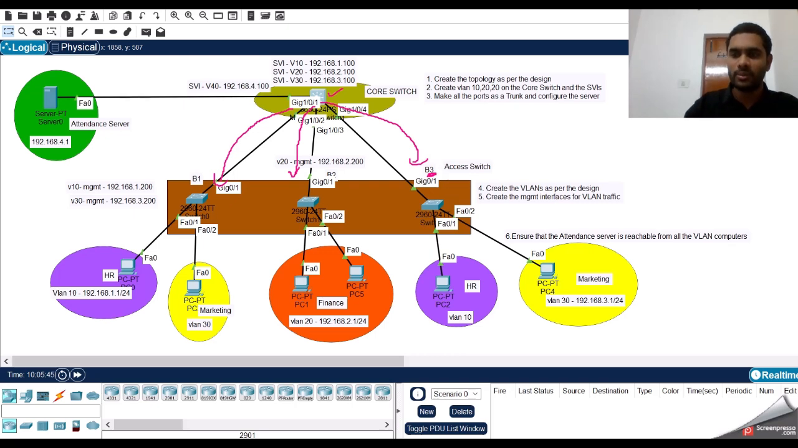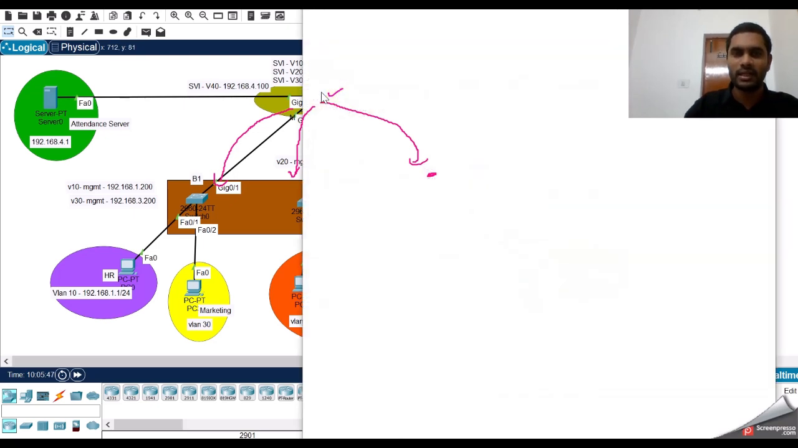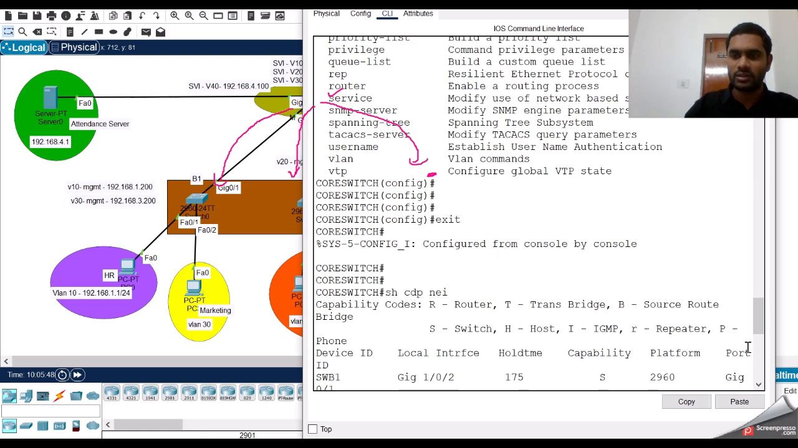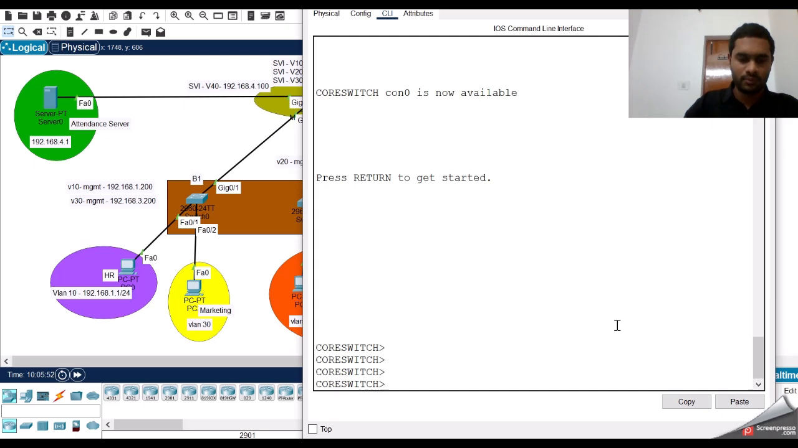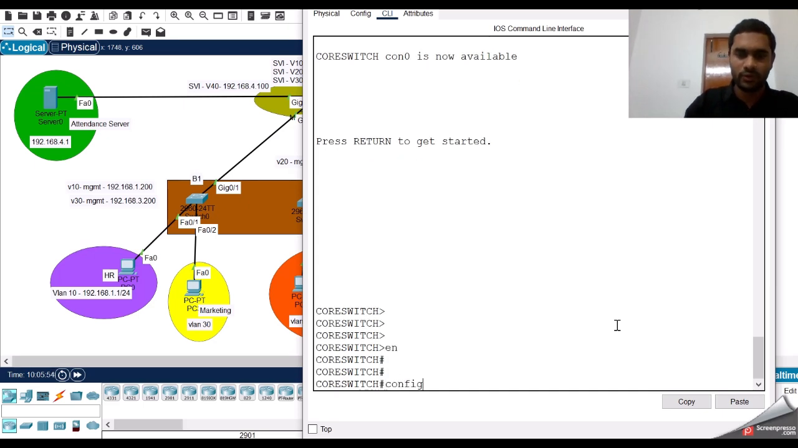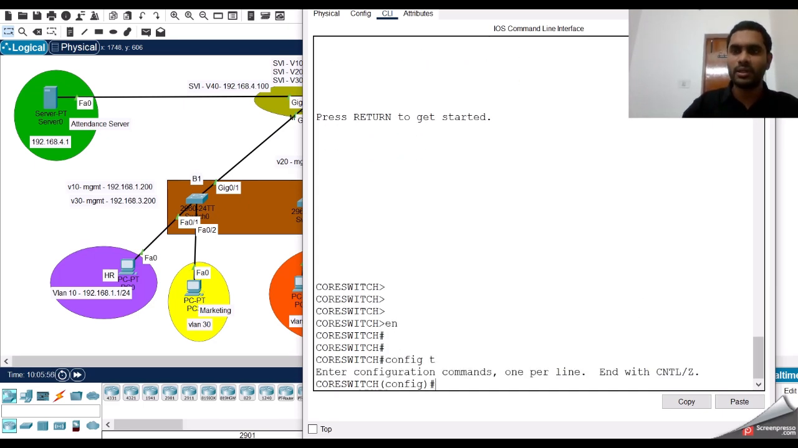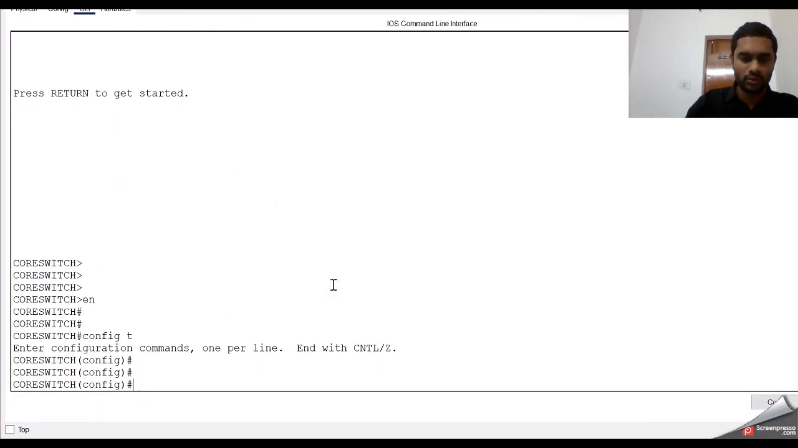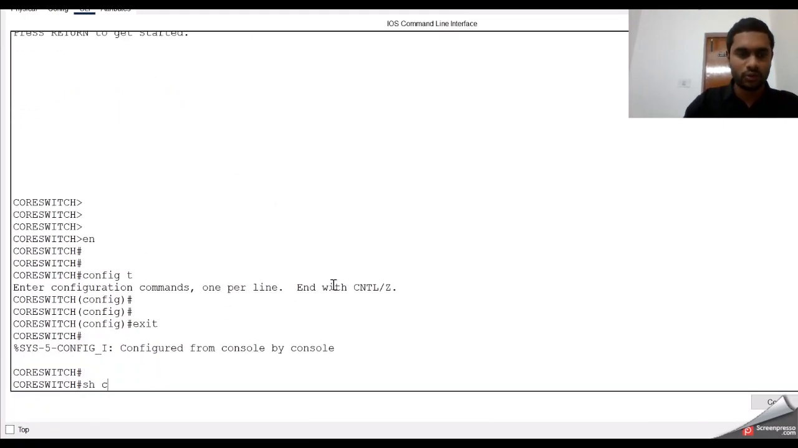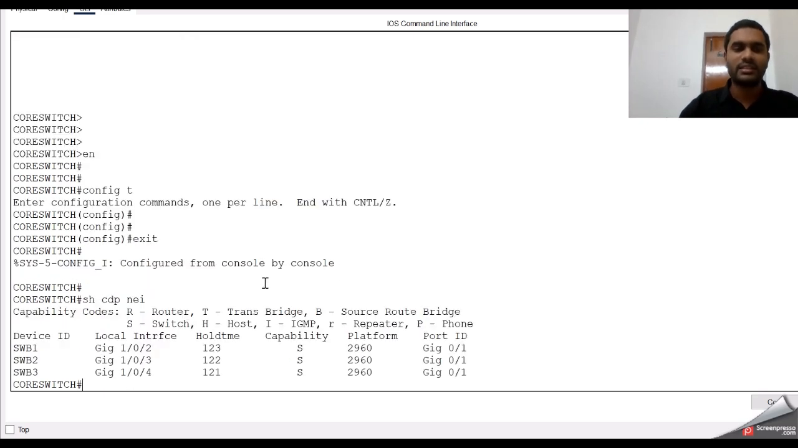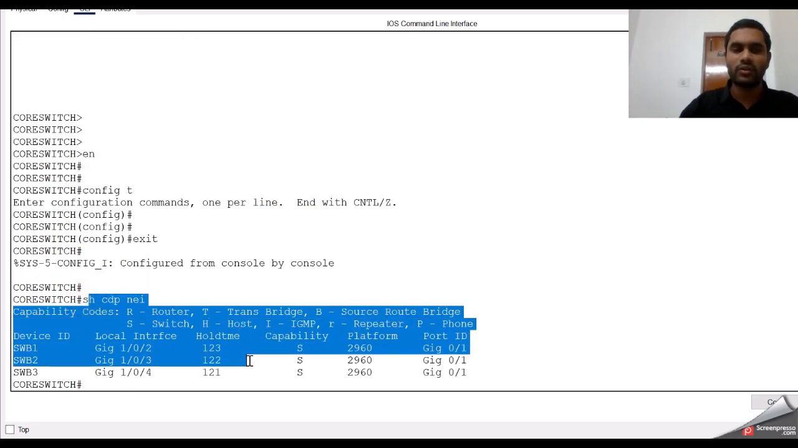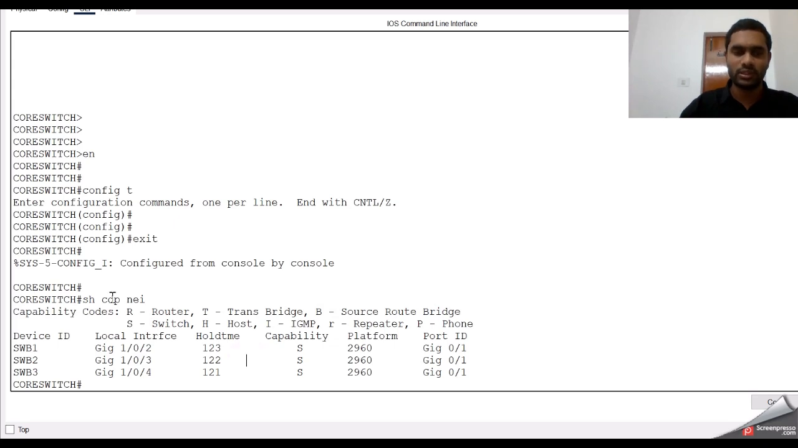So how to prove that? Let's go to that multilayer switch and go to the CLI. Enable, config t. I'm just making it big so that you can see the output. Sorry, config t is not needed anyway. So show cdp neighbors. As I said, CDP is a default protocol that comes up by default with the Cisco switches. We need not run any extra commands to enable this protocol.